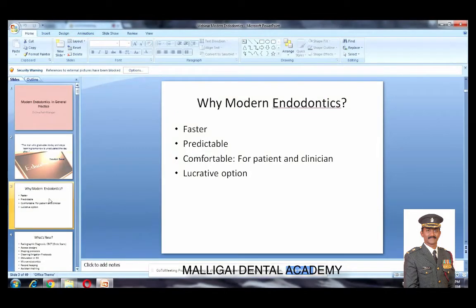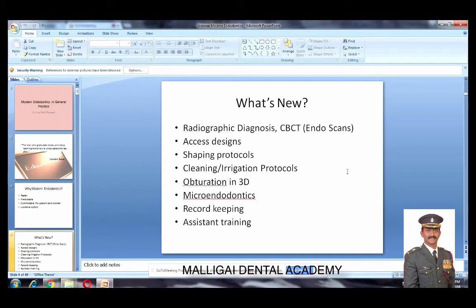In today's scenario, there's a huge diaspora here, right from diagnosis to obturation. There have been innovations and changes in each and every sector. To enlist a few, radiographic diagnosis has been supplemented with endo scans, which is also called CBCT, the cone beam computed tomography. These days, no repeat root canal is complete without having a pre-operative or a diagnostic endo scan done.